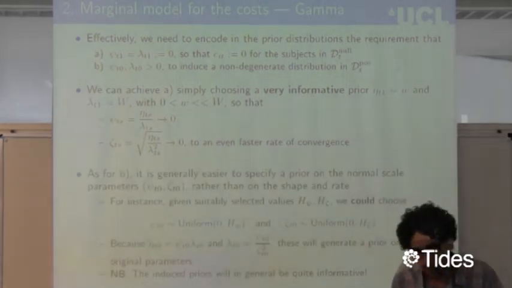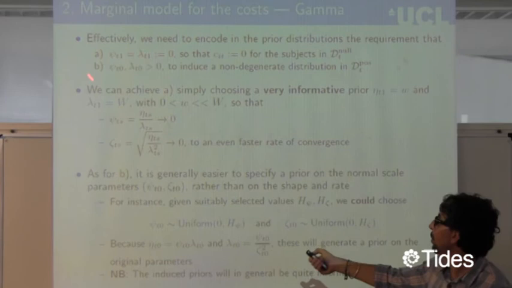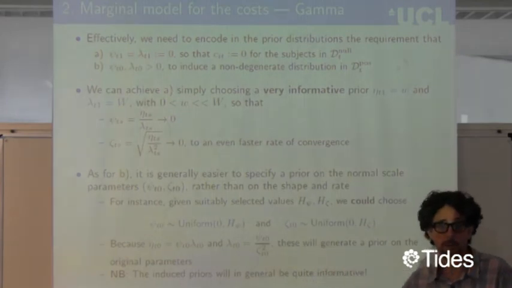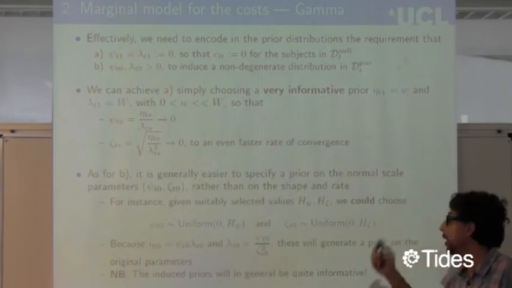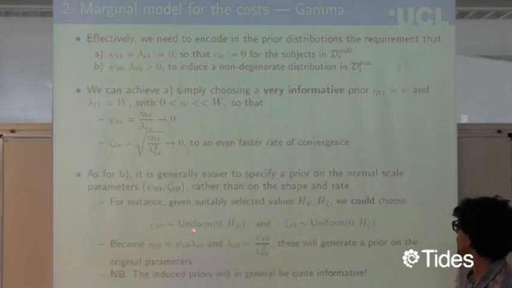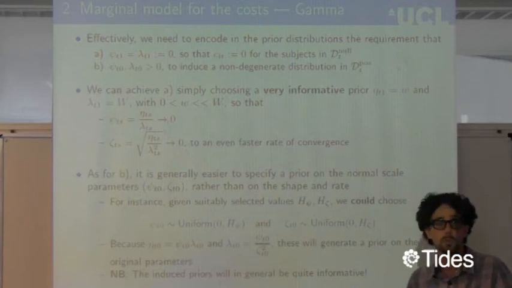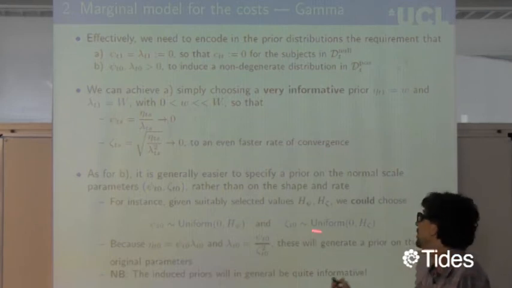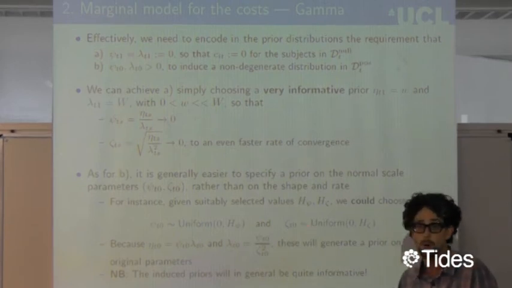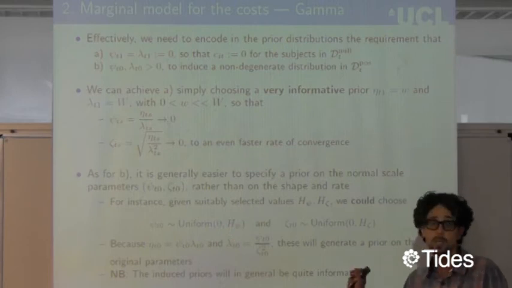For the people in the positive costs, I could apply some prior distribution for the rate and the shape parameters. But actually, it's much easier to work with the natural scale parameters, so the mean and the standard deviation. And for example, I could say, well, let's just encode some assumption about the mean and the standard deviation in terms of uniform distributions. Again, I could use these things, but I don't have to. I can have any information I want, and I can model these two things in any way I want. This, again, is just an easy way to do it.